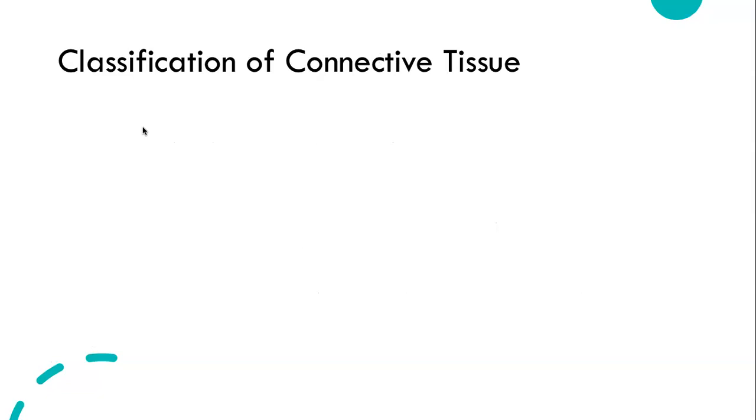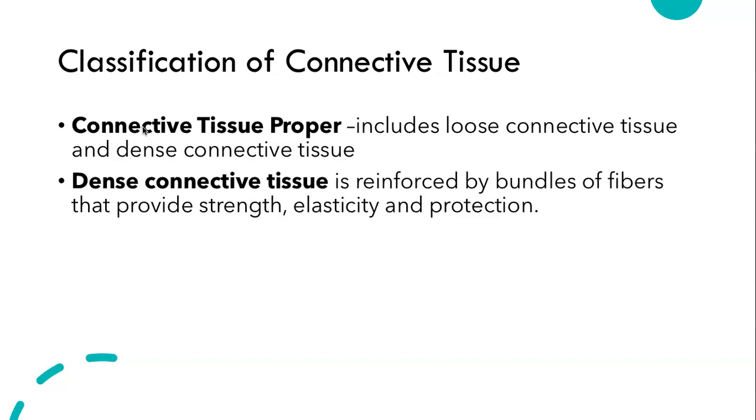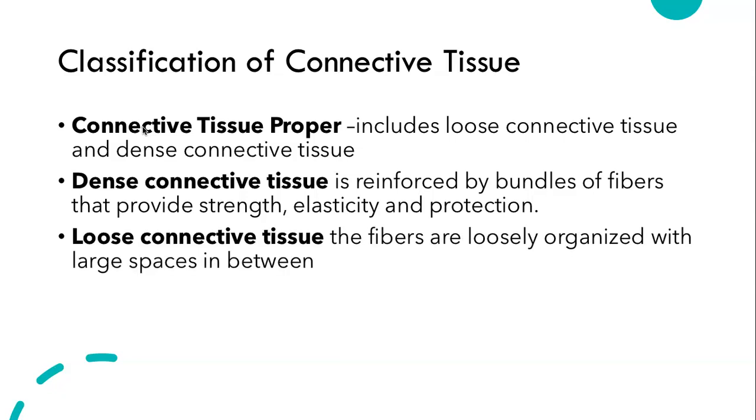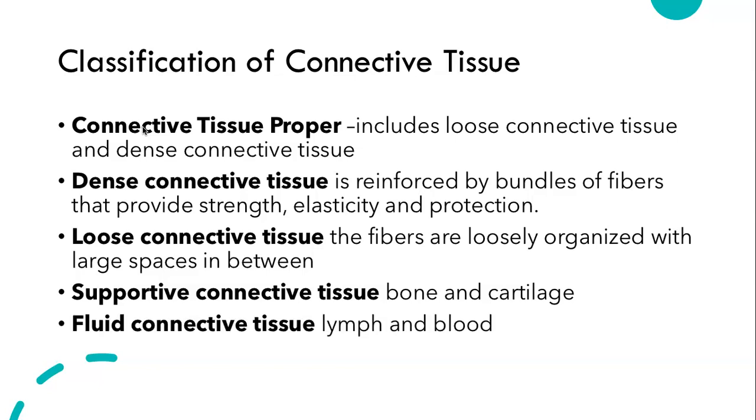Let's talk about how we classify different types of connective tissue. The first is something called connective tissue proper, which includes loose connective tissue and dense connective tissue. Let's define those. Dense connective tissue is reinforced by bundles of fibers that provide strength, elasticity, and protection. Whereas in loose connective tissue, the fibers are loosely organized with large spaces in between. So we'll get into both of those. The other is supportive connective tissue. That is the bone and cartilage. And then lastly is the fluid connective tissue, which is the lymph and blood. So we're going to talk about all of these individually now.